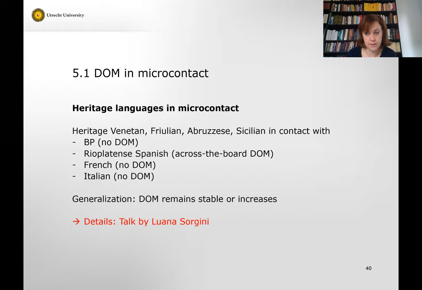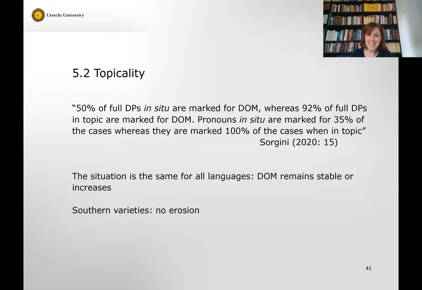Again, differential object marking was created in some languages that do not have it in their baseline, and it happened in contexts of topicality. So topics again are the point where change starts. This is no news, but topics are not impossible to compute. In fact, they are used to start new phenomena that didn't exist, to import. They get imported from the topics. And this is, again, not surprising, but this is what we observed.